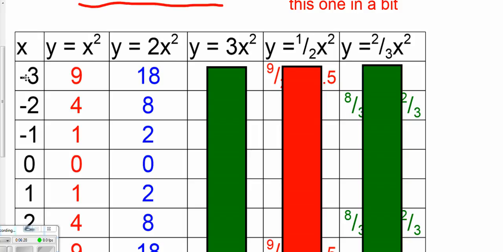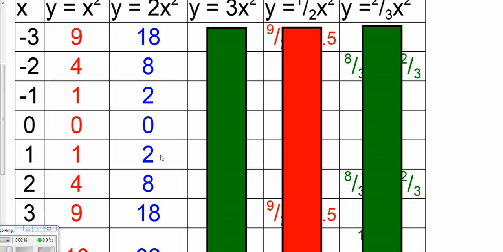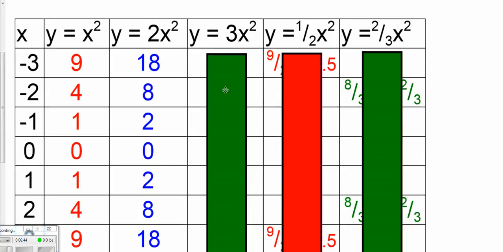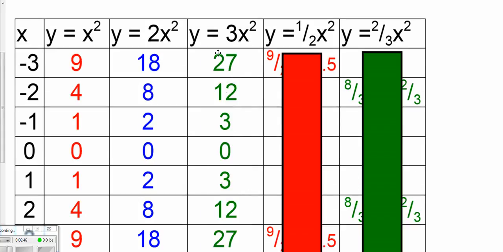So after you plug in your x, it gets squared, so -3 squared is 9. 9 times 2 is 18. So notice how much bigger all of these things are. So instead of 9 to 4 to 1, it's 18 to 8 to 2. Same thing when our a value is 3. These are all 3 times as big.